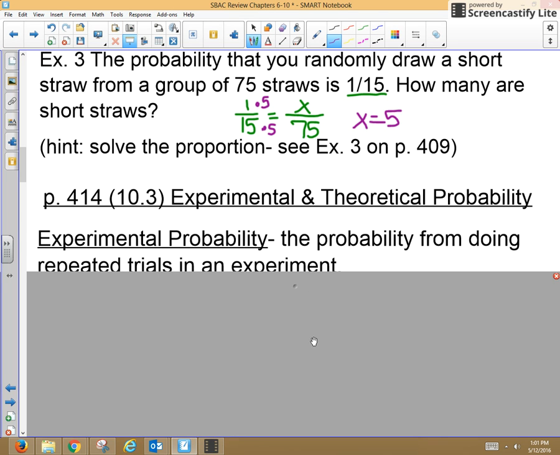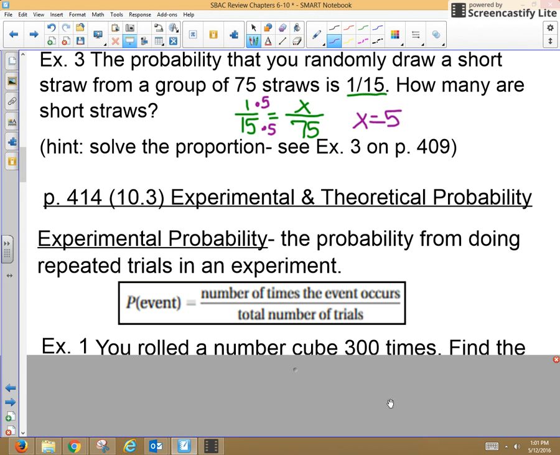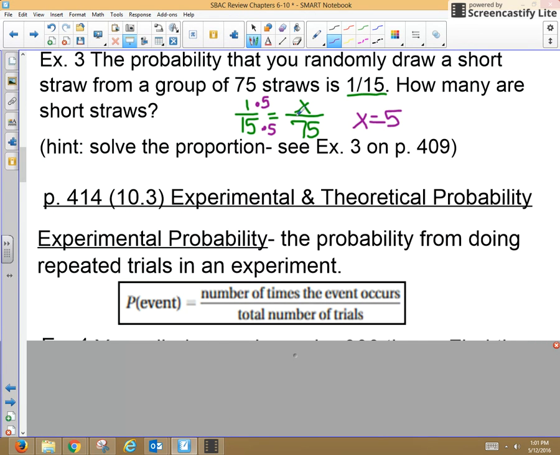Now, experimental probability is the probability from doing repeated trials in an experiment. So as you conduct an experiment, the total outcomes is the denominator, and the number of favorable outcomes that you're hoping for is the numerator. So here, just like in our probability example above, the probability of an event is the number of times your event occurs divided by the total number of trials you conducted. Make sure you write this down along with the definition.